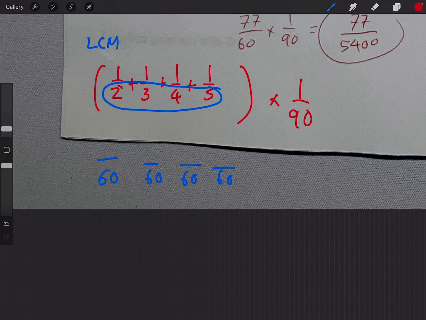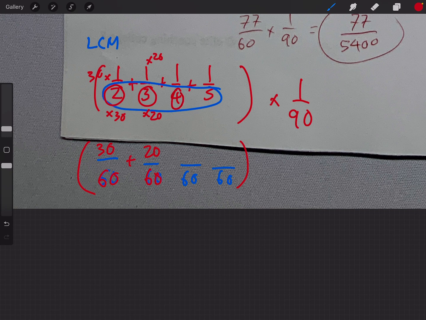Okay, now to make 2 into 60, I must times it by 30. So I must times the top by 30. So that's 30 times 1 is just 30, so it'll be 30 over 60. Plus. Now, to make the 3 into a 60, I must times it by 20. So I must times that by 20, and I get 20 over 60.